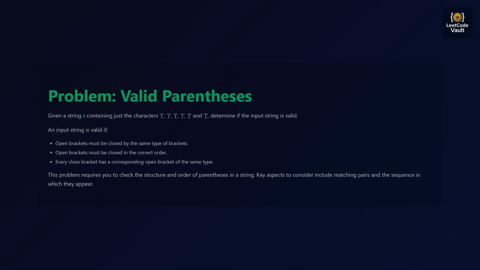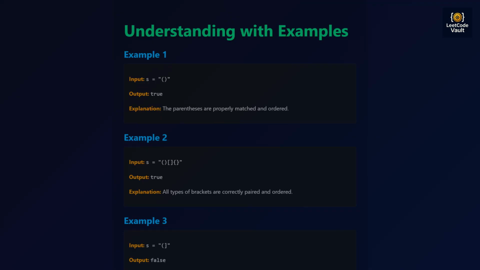For example, open parenthesis, open square bracket, close square bracket, open curly bracket, close curly bracket is valid. But open square bracket, close parenthesis is not. We need to return true if it's valid and false otherwise. We'll be focusing on an efficient solution, so let's dive in.